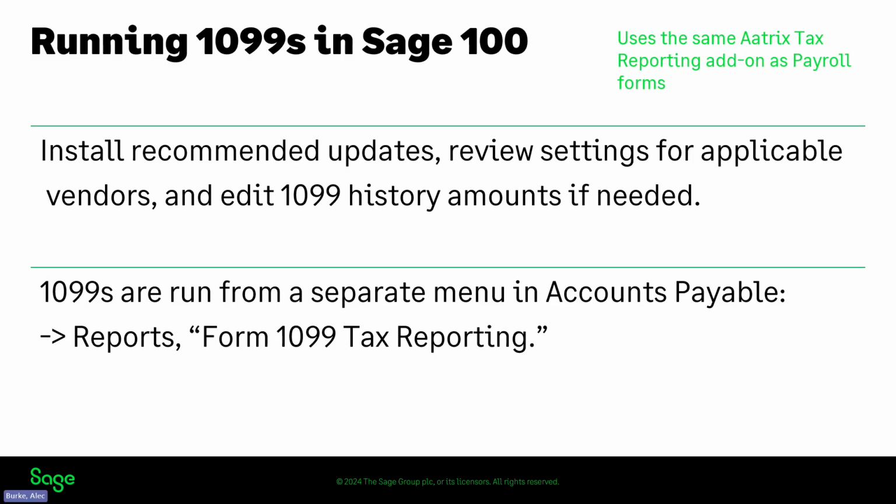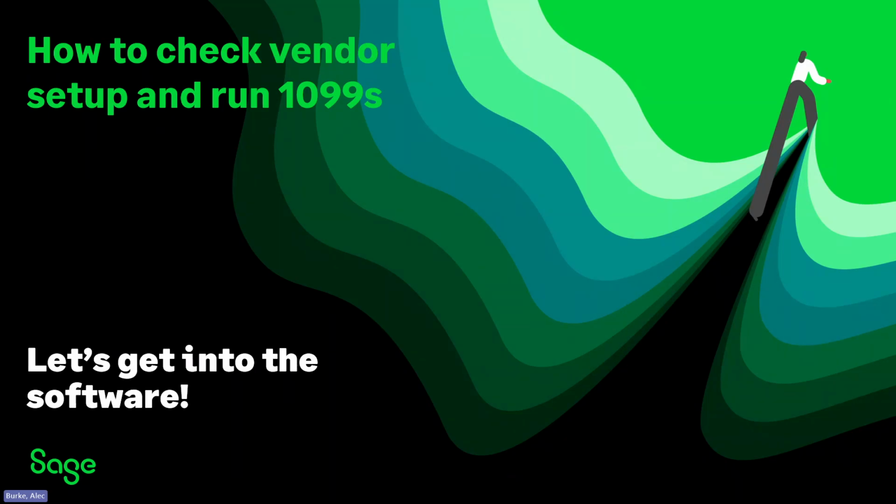That is going to bring us to 1099s. So running 1099s in Sage, obviously we've talked a lot about the recommended updates. Really, you want to have those all installed. And we're going to look at that as well.